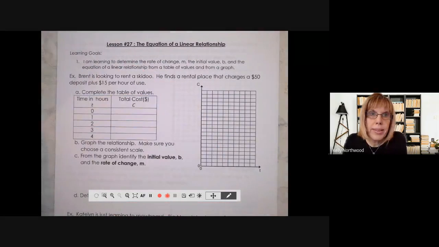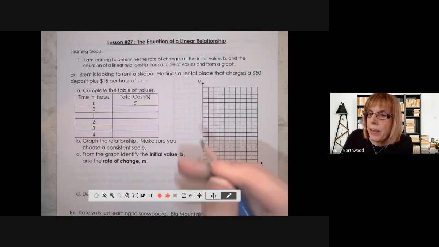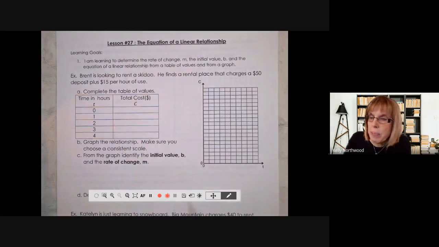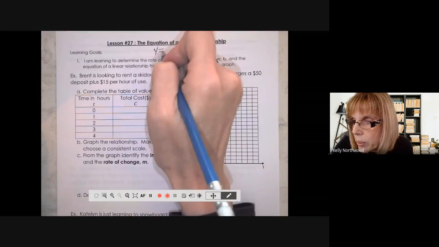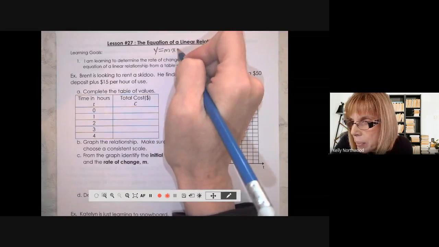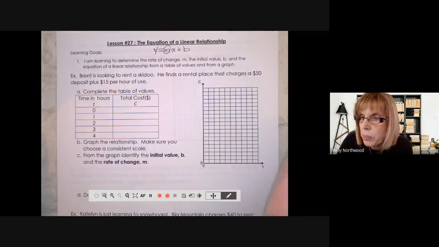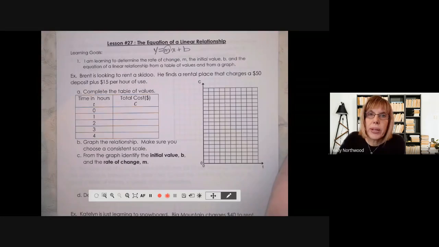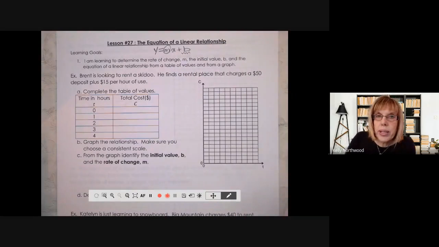Yes. Okay, thank you. All right, so this is lesson 27, the equation of a linear relationship. If you remember back, not last week, but the week before, that's kind of how we ended too, with the general equation y equals mx plus b, where m is our rate of change or our slope number. So how steep our line's gonna end up being. And b is our initial value where it starts on the vertical axis. Or last week it was on the y-axis.